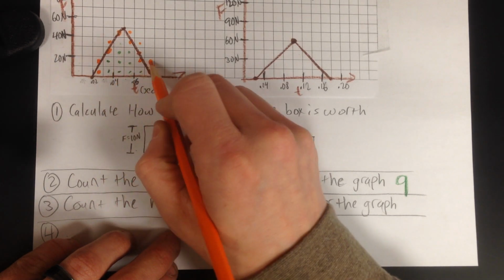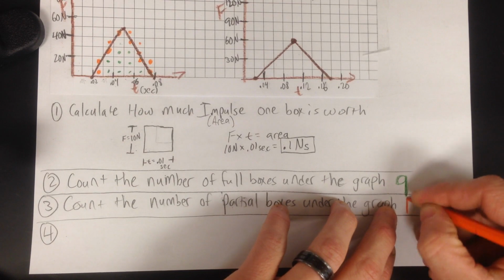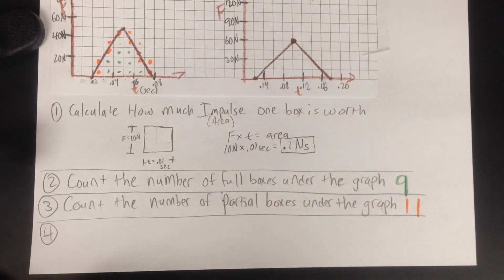And that's what all those orange dots are. 1, 2, 3, 4, 5, 6, 7, 8, 9, 10, 11. I just counted the number of partial boxes. That's 11. So those are located partially underneath that brown curve.